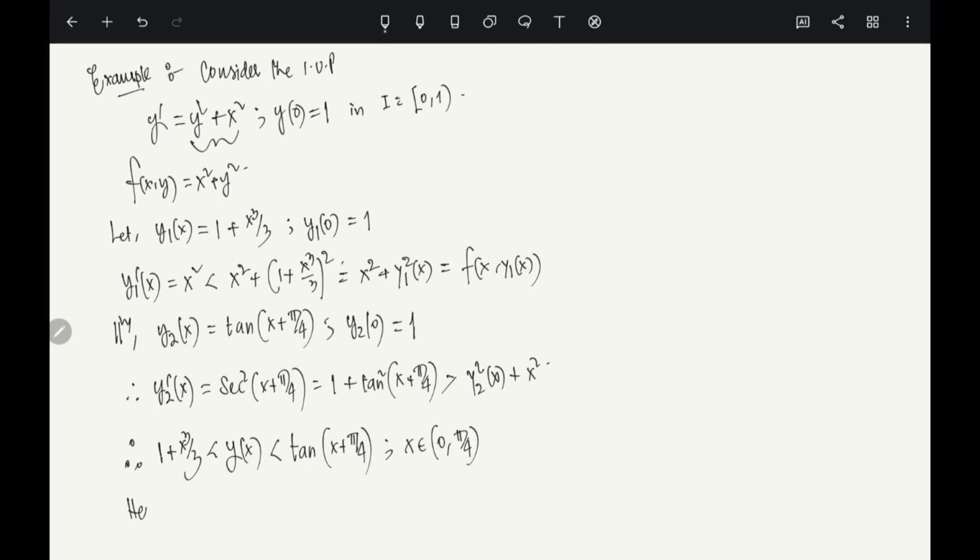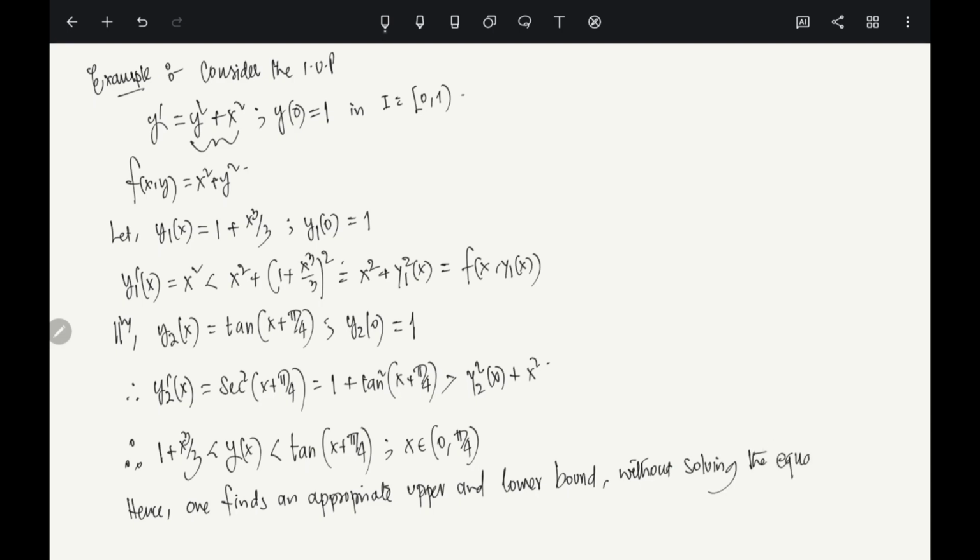Hence one finds an appropriate upper and lower bound. An important thing is, without solving the equation. Clear? Is this clear? Okay. So with this, I am going to end this video.